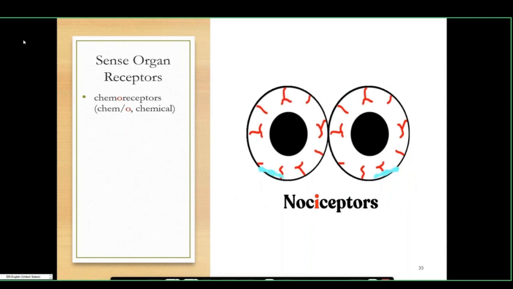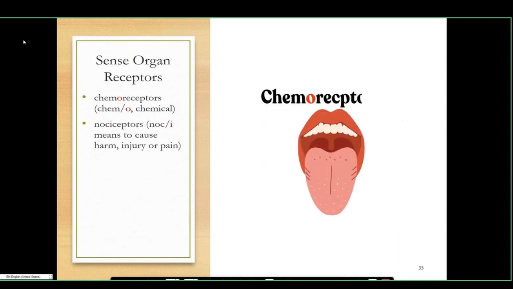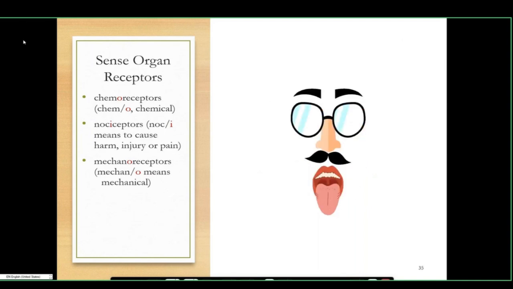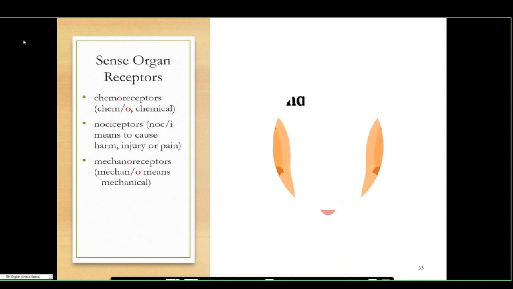Nociceptors detect painful stimuli. Keep in mind that the combining form noci means to cause harm, injury, or pain. Chemoreceptors are nerve endings that detect chemicals. The combining form chemo refers to chemical. Taste buds contain chemoreceptors for sweet, sour, bitter, and salty taste. The nose and tongue have chemoreceptors that detect chemicals.